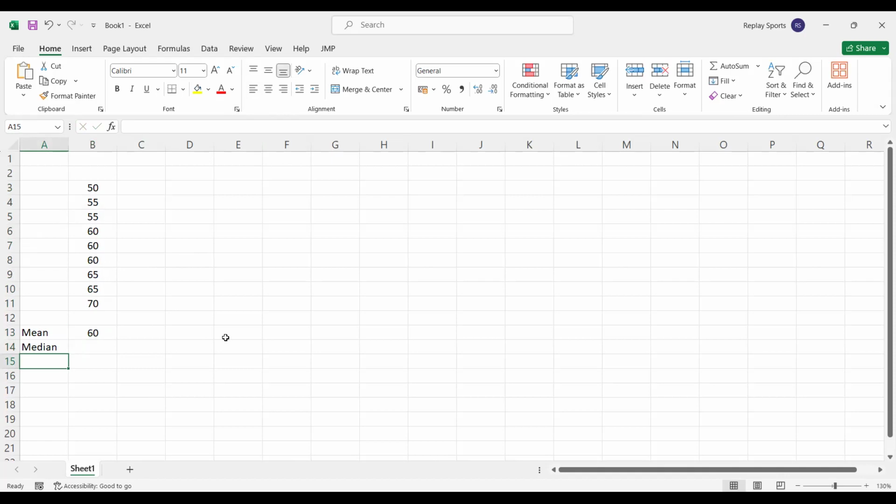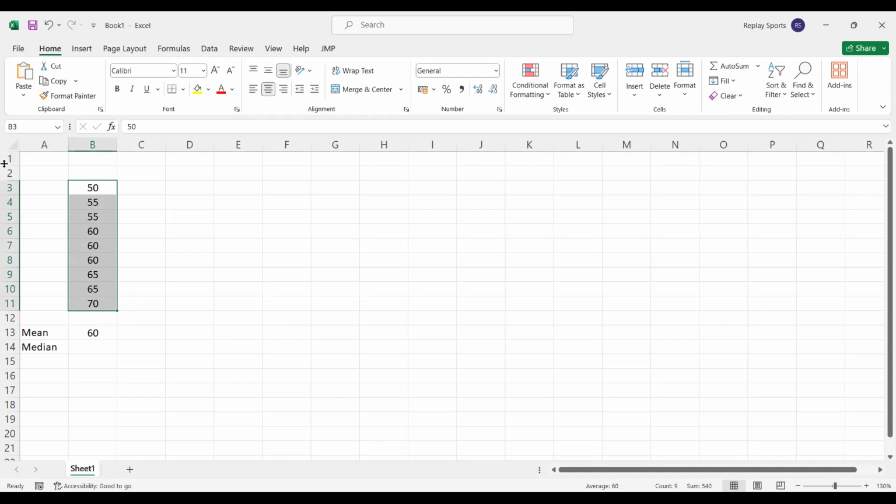To calculate median, first you have to put the data in increasing order. That's why I've already put the data in increasing order. Median is a number that divides the data set into 2 halves. So first you have to arrange the data in increasing order, and then you say this value divides the data into 2 halves.